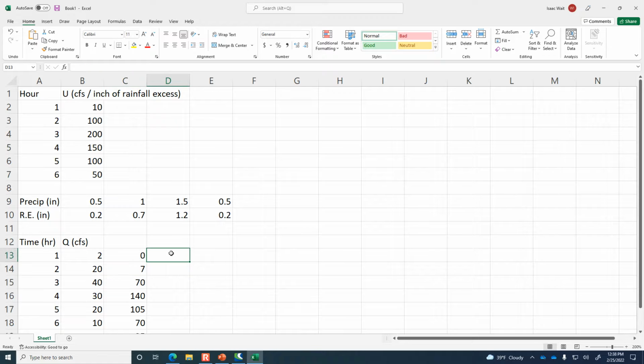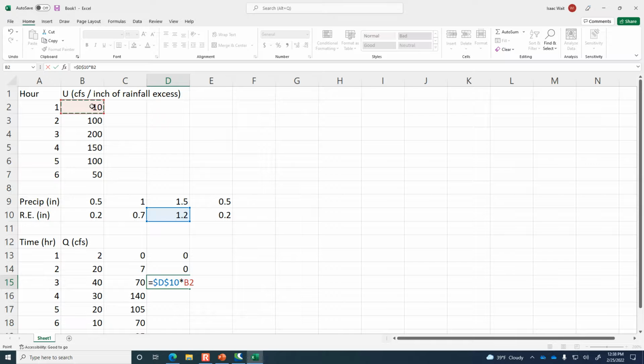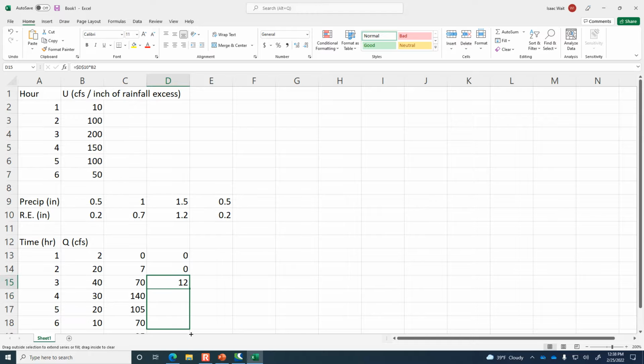And then we'll do the same thing for this next 1.2 inches of rainfall excess. And so I'm going to put a 0 and a 0 because during hour 1 and hour 2 nothing happens from this rainfall excess. But we start to see the effect in the third hour. So it's going to be the 1.2 inches of rainfall excess multiplied by the unit hydrograph. And I can drag that effect down through.